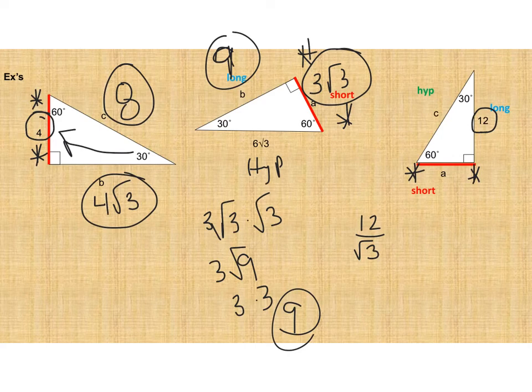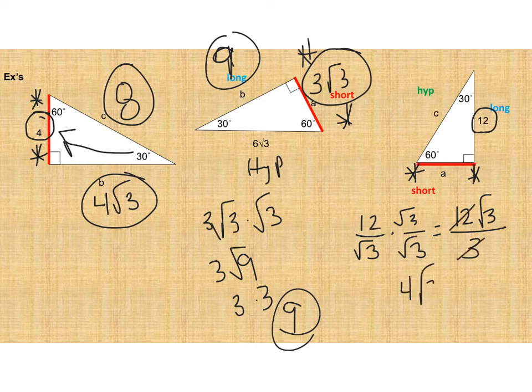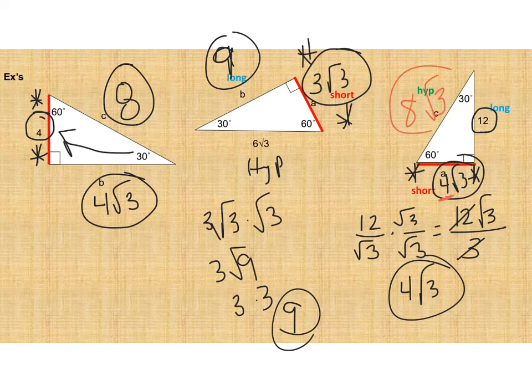Can I have a square root in the denominator? No, I can't. So I have to rationalize: 12 root 3 over root 3 times root 3. Root 3 times root 3 is root 9, which is 3. These cancel, and your answer is 4 root 3. So my short is 4 root 3. Now, to go from short to hypotenuse, you multiply by 2. You only multiply the number that is outside the radical by 2. So my hypotenuse is 8 root 3.